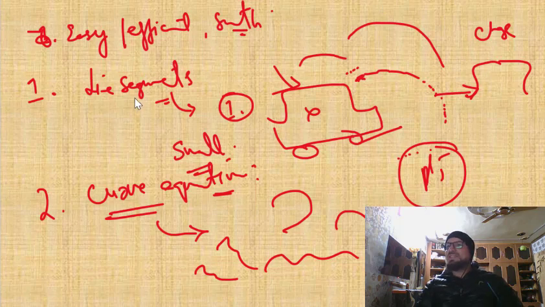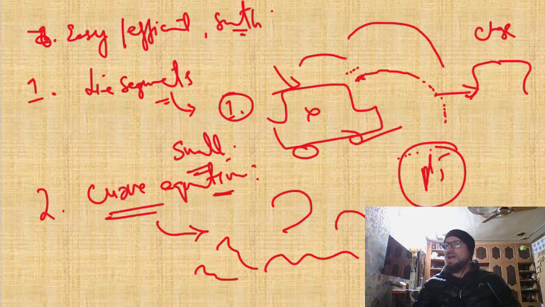So the line segment approach needs a large number of points to represent the curve as a collection of small line segments, and that's not an efficient way. And the curve equation is again not a possibility, because we do not have equations for each and every curve. So we need to find a third way out. What is the easy method to do this?